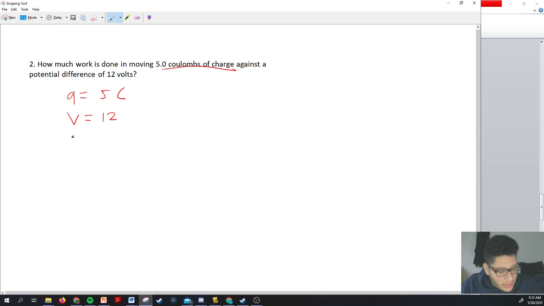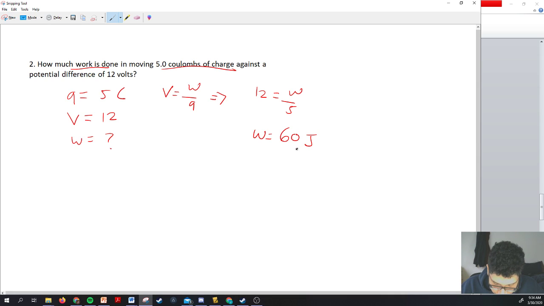Now, the only other thing that I have to keep in mind here is that I'm solving for work. I don't know what work is. I'm being asked how much work is done. That's going to be my unknown. So with that in mind, again, my formula is V is equal to W over Q. And that becomes 12 is equal to W over 5, which means that my work is equal to 60 joules.